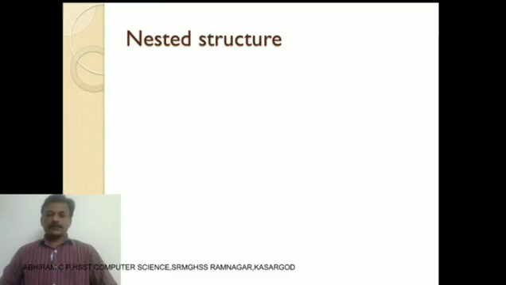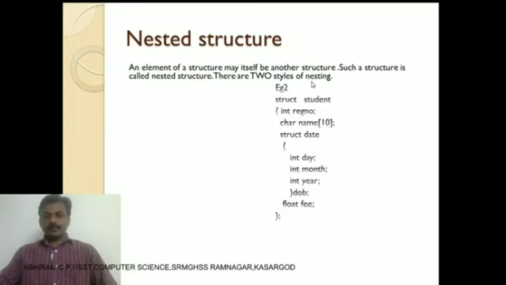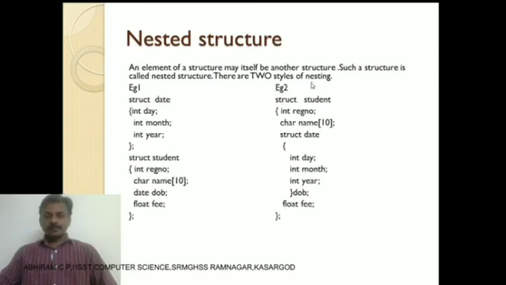Nested structure. See the definition. An element of a structure may itself be another structure. Such a structure is called a nested structure. There are two styles of nesting. See the example.